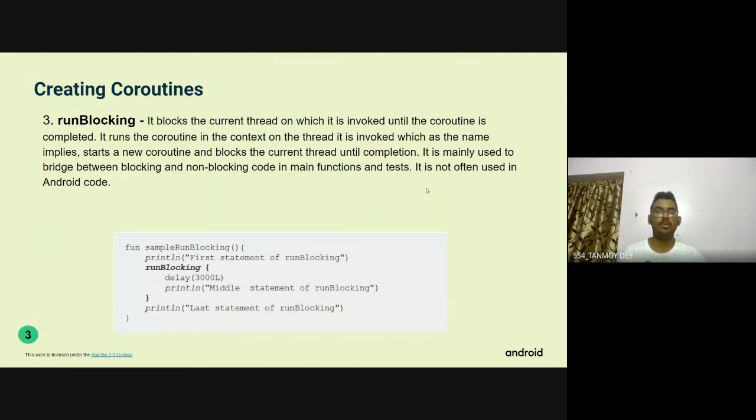If you have two types of code, one which is blocking the threads and one which is non-blocking, we normally use runBlocking in between to make sure that both codes are joined together. It's basically used in tests, but you wouldn't find it in day-to-day app development code.